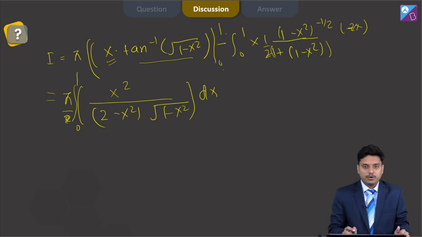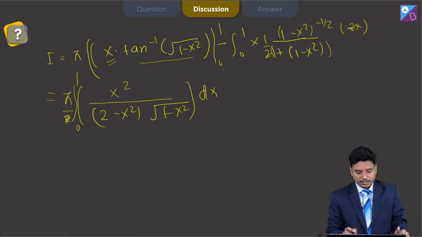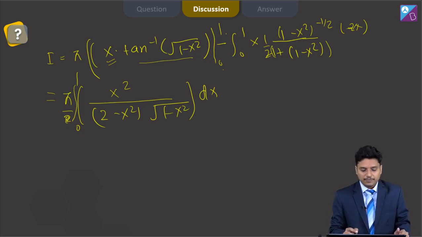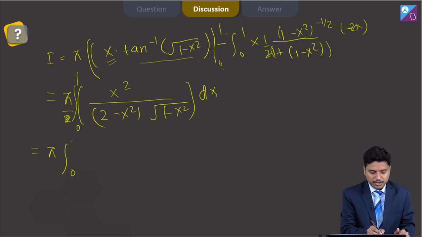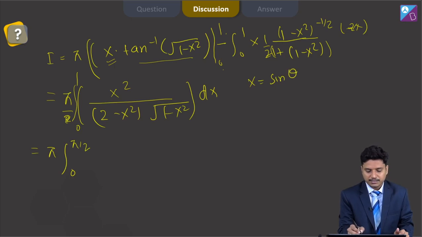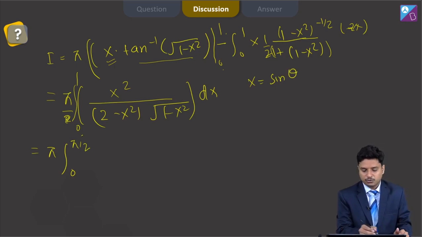Now in place of x, what do you have to put? Now you have to again integrate, and under root 1 minus x square is there. So you have to try and put x is equal to sine theta. So it will be converted into 0 to pi by 2. What are we putting? X is equal to sine theta. As x is 0, this theta will be 0, and when x is 1, this theta will be equal to pi by 2.